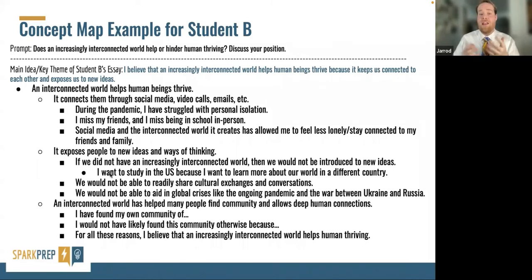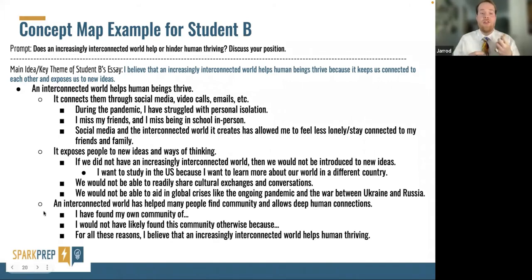They wanted to say, I want to study in the US because I want to learn more about our world in a different country. They also say things such as, we would not be able to readily share cultural exchanges and conversations. And here, which we'll talk a little bit more about, they say we would not be able to aid in global crises like the ongoing pandemic and the war between Ukraine and Russia. They are making this essay even more relevant for the reader by using contemporary issues and global crises in their essay. So here they are focusing on the big picture of our world at large and bringing it into their essay, which makes it even more legitimate.